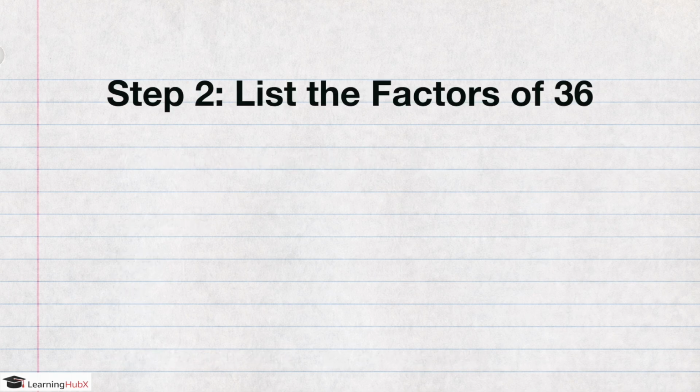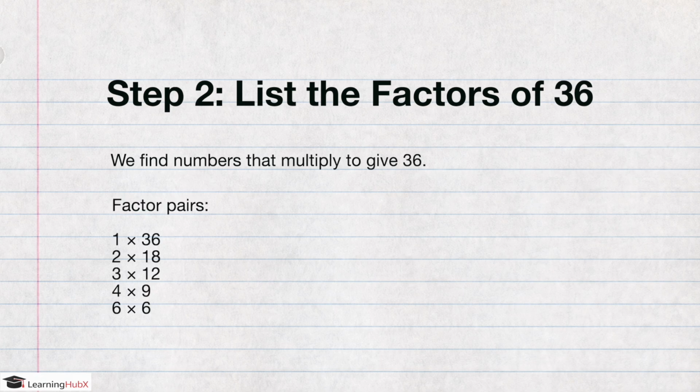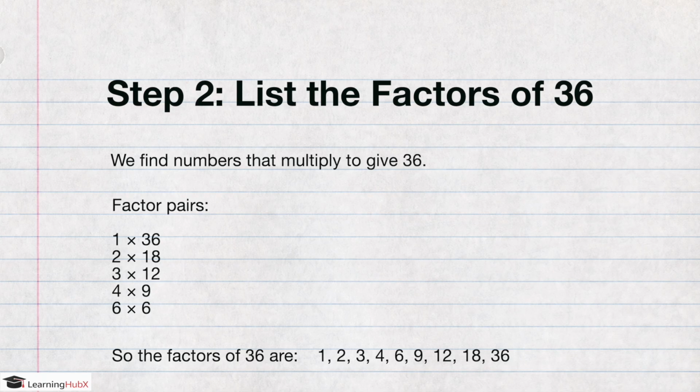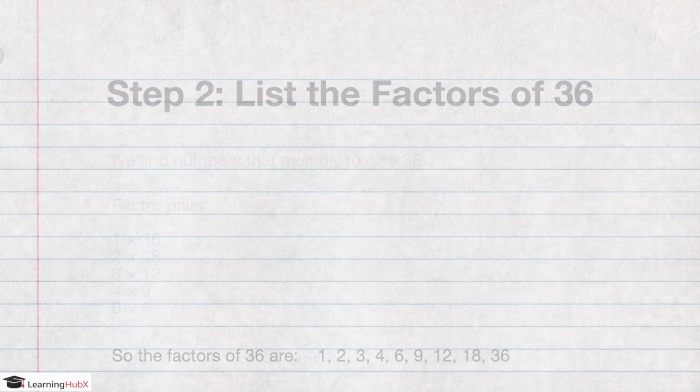Step 2. List the factors of 36. We find numbers that multiply to give 36. The factor pairs are 1 times 36, 2 times 18, 3 times 12, 4 times 9, 6 times 6. So the factors of 36 are 1, 2, 3, 4, 6, 9, 12, 18, 36.